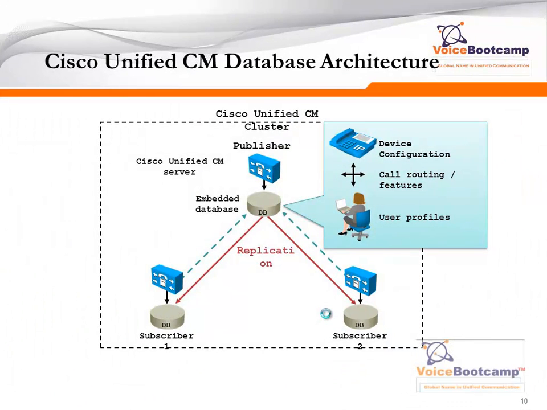Cisco Unified Communication Manager Database Architecture. The publisher contains the main database, based on the IBM Informix database, and the publisher always has the capability to read and write the database, whereas the subscriber does not have the capability to read and write. Basically, the subscriber pulls the database from the publisher and makes it a read-only database, whereas the publisher contains a read and write.